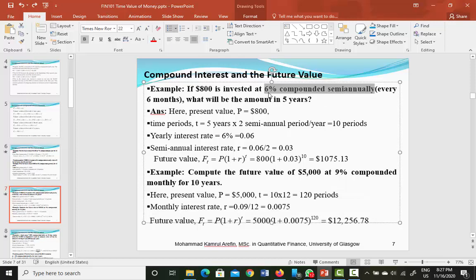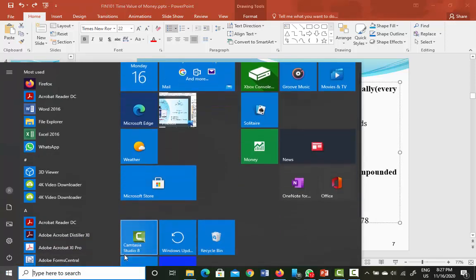So 6% is the annual rate. In a year we have 2 semi-annual periods, so if you want to find the semi-annual interest rate, we divide it by 2. If you divide it by 2, we will get the semi-annual interest rate, that means 3%. The question is asking what will be the amount in 5 years, that means how much we will get after 5 years. So we need to find the future value.